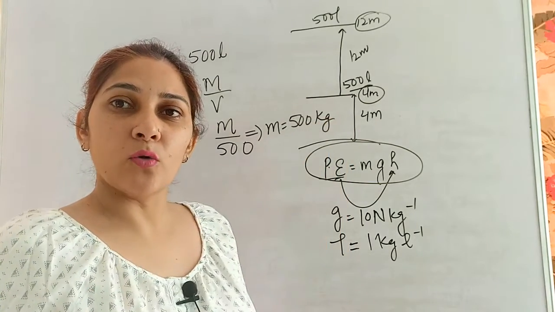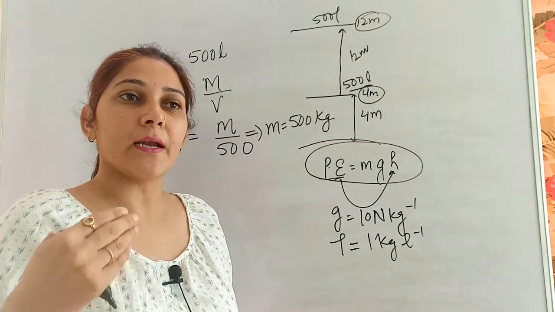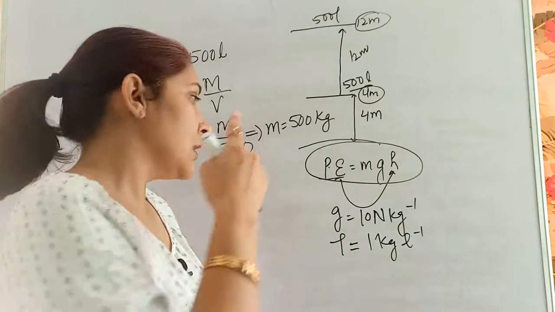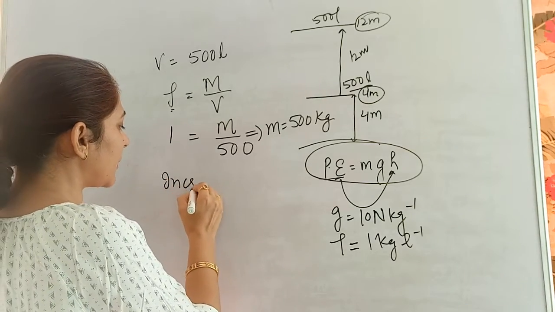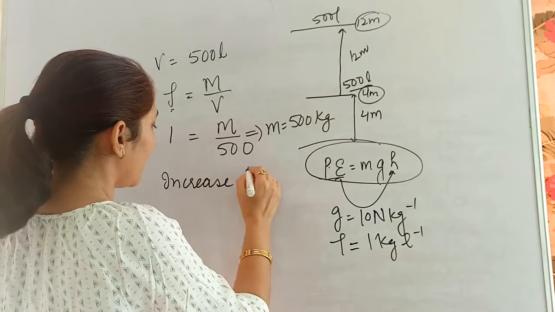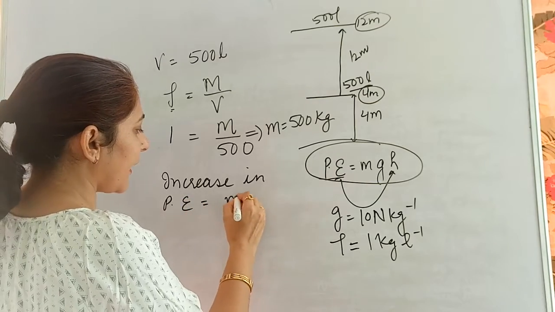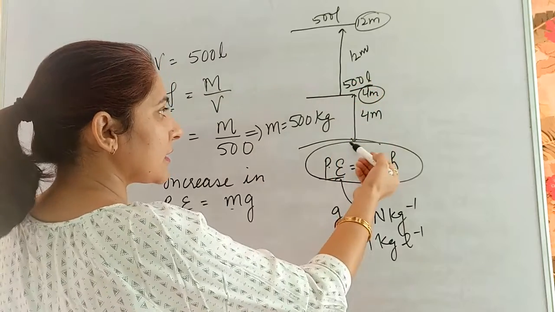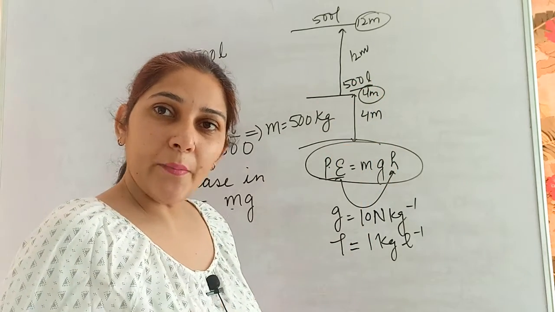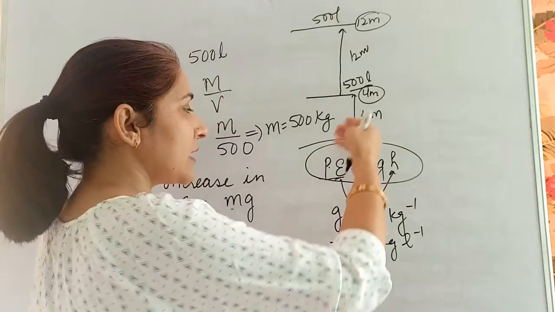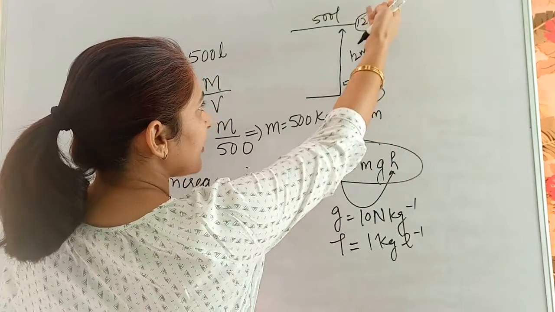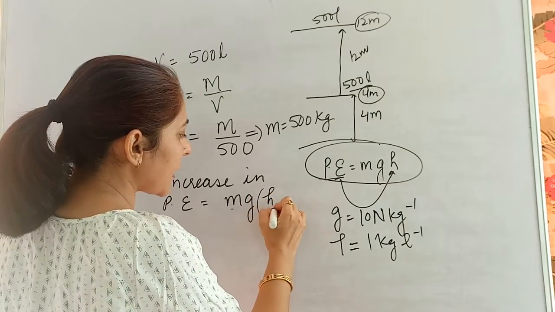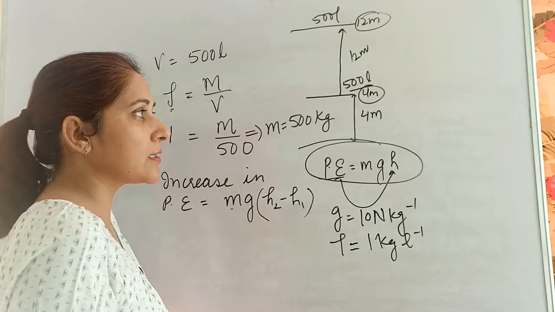Now we need to find the increase or decrease in potential energy, and as we discussed, there is an increase in potential energy as the height is increasing. So how can we find the increase in potential energy? It is given by mg, because both the things will remain the same: the acceleration due to gravity remains the same, and the mass of water also remains the same. That same 500 kg water is over here, then the same 500 kg is over here. Then it can be given as the highest height minus the lowest one, h2 minus h1.